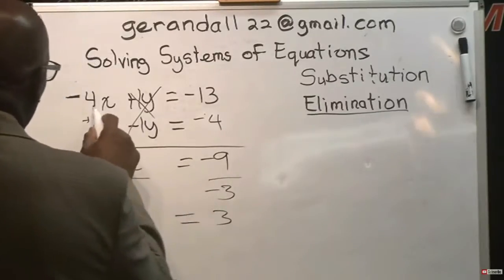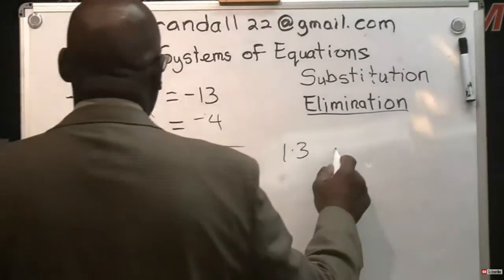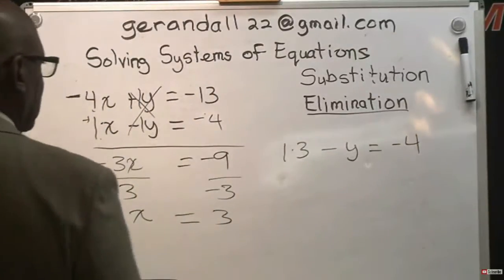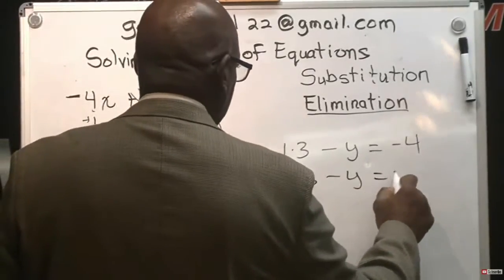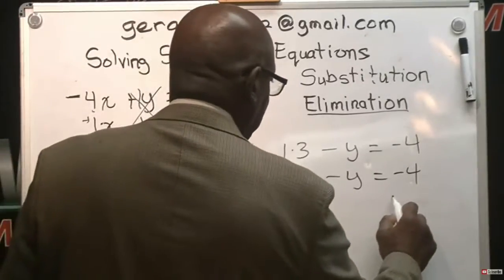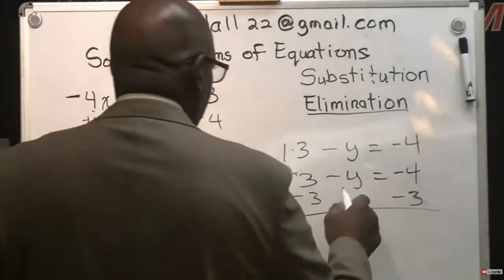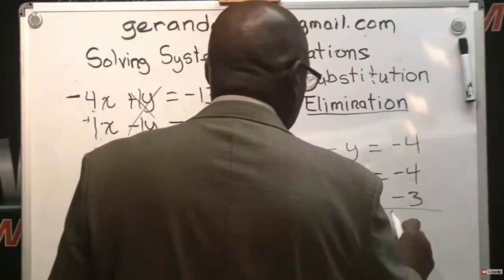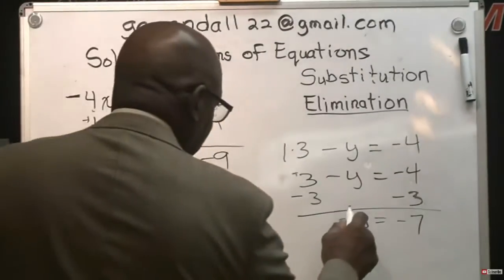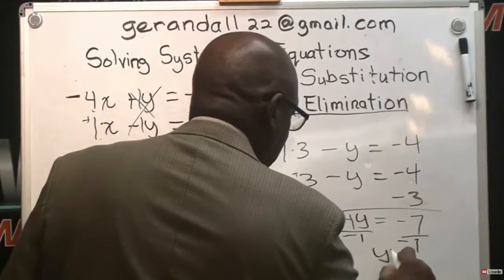Now, we take this 3 and we put it in, let's say, the bottom one. And we go 1 times 3, minus y equals 4. So here we have 3 minus y equals 4, and we subtract 3. Whatever we do to one side, we must do to the other. And that says minus y equals, change the sign and add, and that's going to be 1. However, this is a negative 1, so we have to divide by negative 1. And y equals negative 1.